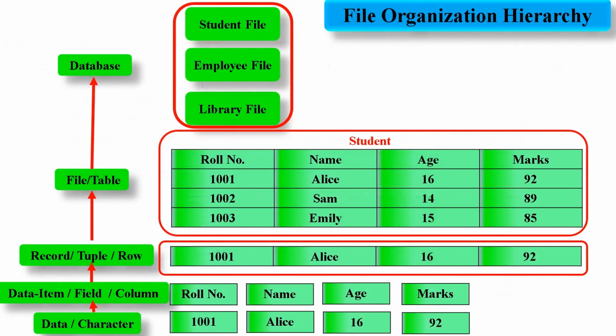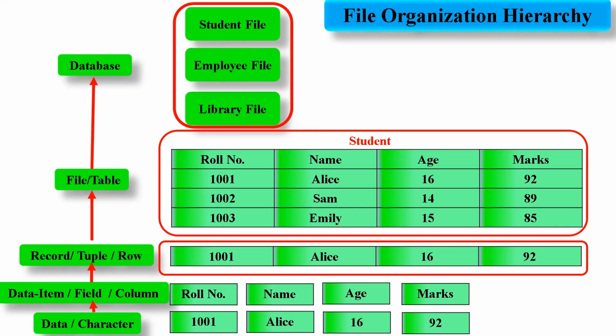Let's see the file organization hierarchy. Start from down. You can see data or character: 1001, Alice, 16, 92. Data item or field or column or attribute: roll number, name, age, marks. Record or tuple or row: given here is one student record with roll number 1001, name Alice, age 16 and marks 92.